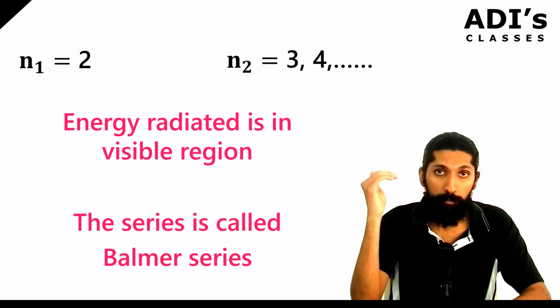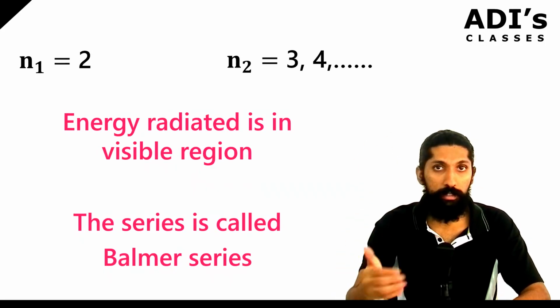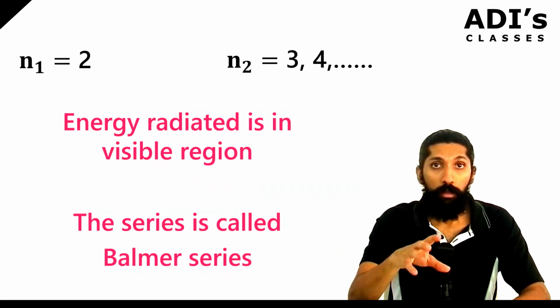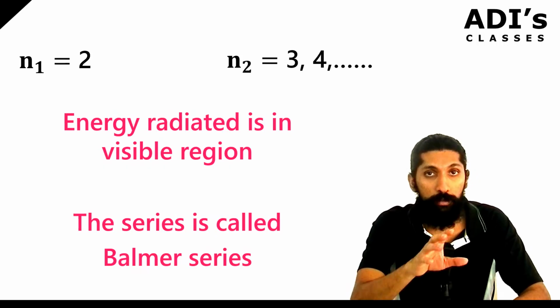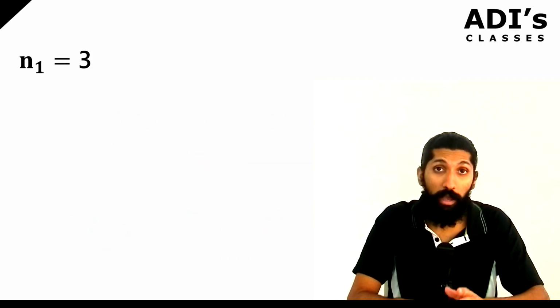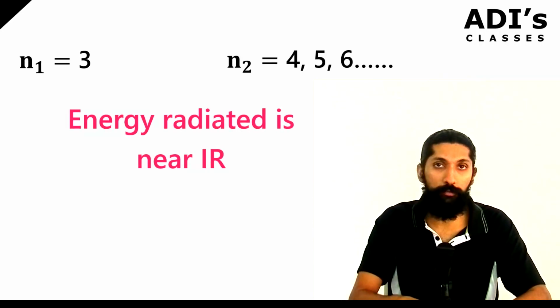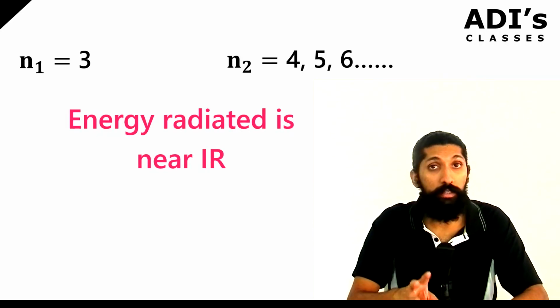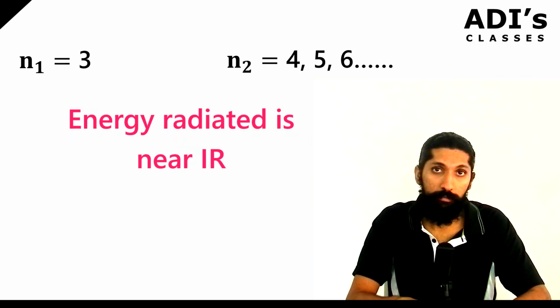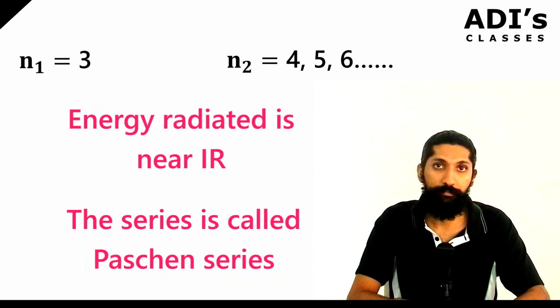Okay, the energy. Suppose an electron jumps from third to second, fourth to second, like this, it keeps jumping. The radiation comes out in the visible region and this is called the Balmer series. Suppose n1 is equal to 3 and n2 is equal to 4, 5, 6, and so on. This comes in the near infrared region. Okay. This series is called the Paschen series.